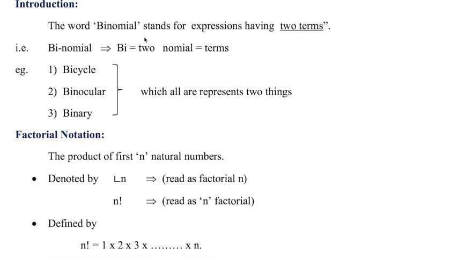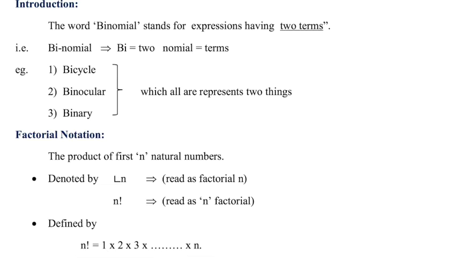The word binomial stands for expressions having two terms. Bi means two, nomial means terms, that means essentially two terms. For example, bicycle, binocular, binary. These all represent two things. Here two wheels. Here you, I need not say. Here 0 or 1. Binary means either 0 or 1. Two things it represents.